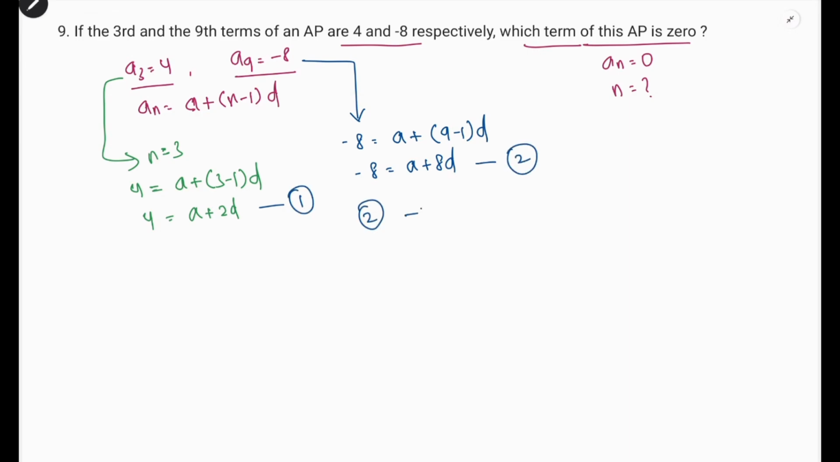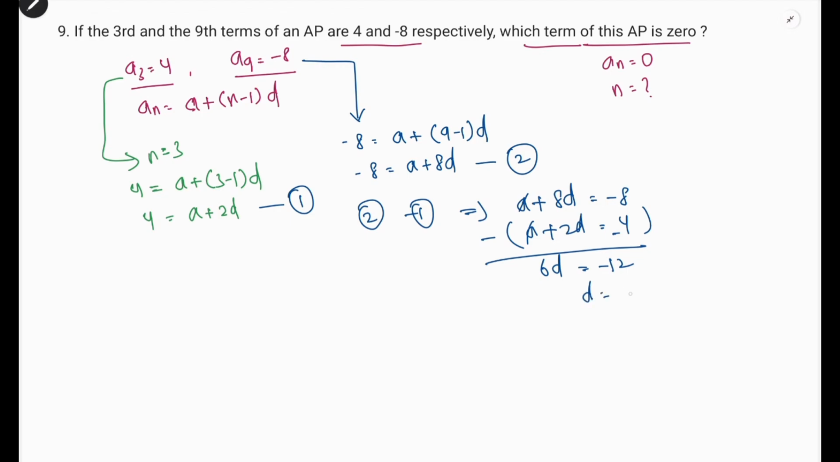We will subtract these two. We will get a plus 8d is equal to minus 8. a plus 2d is equal to 4. Subtract these two, you will get a and minus a gets cancelled. 8 minus 2 is 6. d is equal to minus 8 minus 4 is minus 12. So d is equal to minus 2. We will substitute the d value in the first equation. We will get 4 is equal to a plus 2 into minus 2. 4 is equal to a minus 4. We will get a is equal to 8.